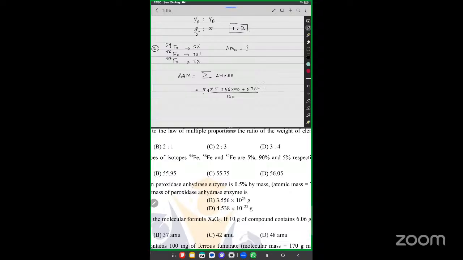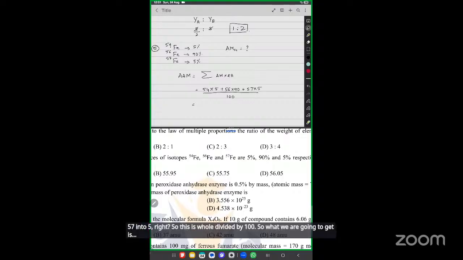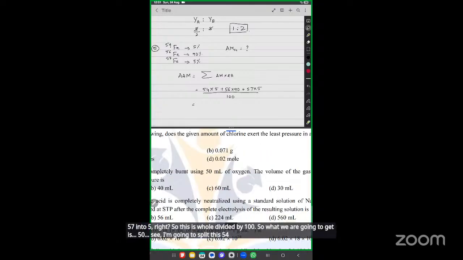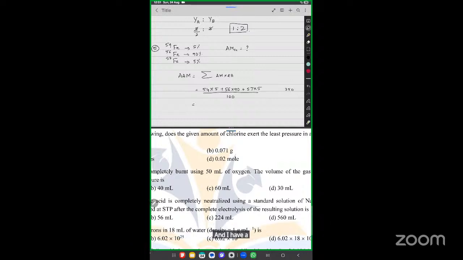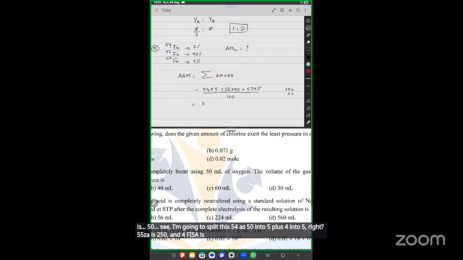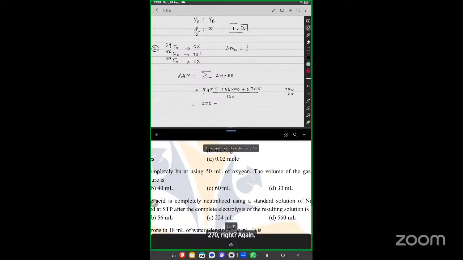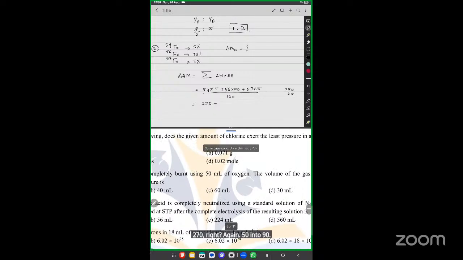57 into 5, right? So this is whole divided by 100. So what we are going to get is 50. See, I'm going to split this 54 as 50 into 5 plus 4 into 5, right? 5 fives are 250 and 4 fives are 20. So this comes out to be 270, right? Again, 50 into 90 plus 6 into 90.